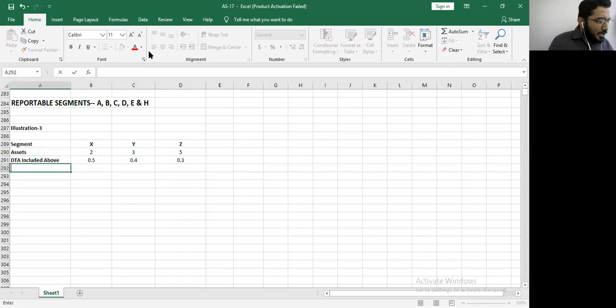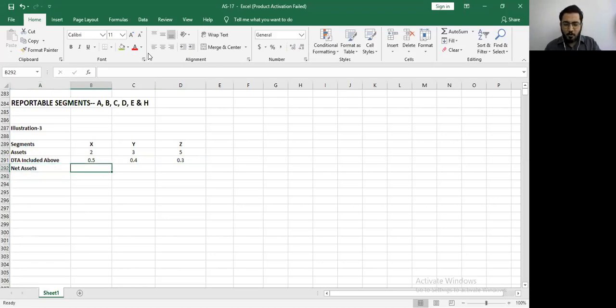Let's calculate. First let's see what we have to do in the question. The accountant contends that all the segments are reportable segments. Let's find that out. Now see, in this question they have not given you segment revenue or segment result. So we will have to take a decision based on the segment assets that have been given to you. Right, let's solve it. Let's calculate your net assets. So 2 minus 0.5 will be 1.5, 3 minus 0.4 will be 2.6, and this will be 4.7. We will have to take a total, so let's make the total.